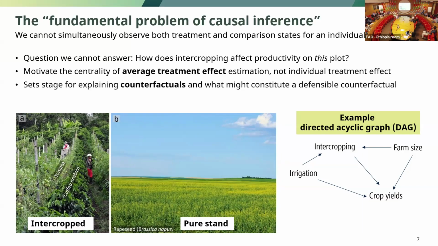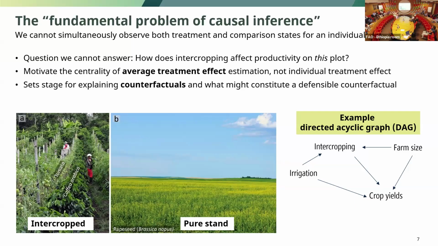So this sets the stage for establishing a counterfactual. What would have happened to a person, a plot, a country in the absence of treatment? And then identifying the assumptions required under which that counterfactual holds. We have this nice little illustration on the right. This is a directed acyclic graph to expound on the complexity of understanding these relationships. It's not just the fact that we want to compare intercropped and pure stand plots. It's the fact that there's a host of other factors that complicate that study.